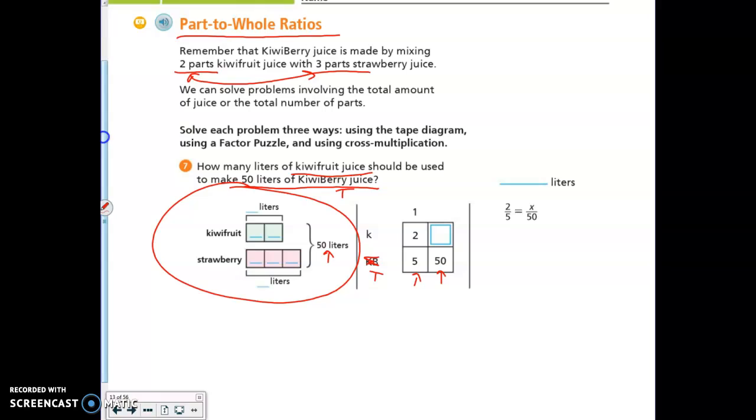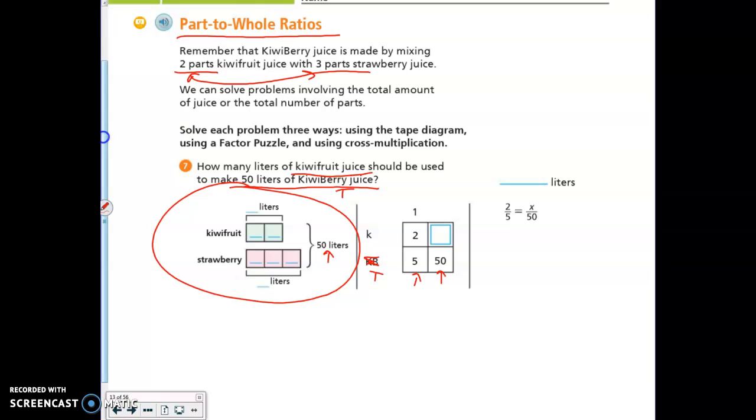That's where we are not going part to part. We're not going kiwi fruit to strawberry ratio anymore. We're going from kiwi fruit to the total mixture. So keep that in mind as we go forward with this problem. That seems to be the biggest thing that I'm noticing people struggling with on these problems, guys.